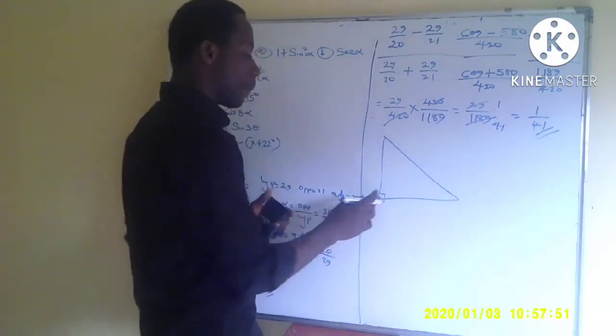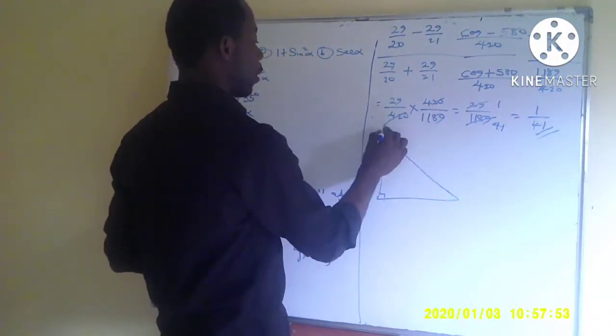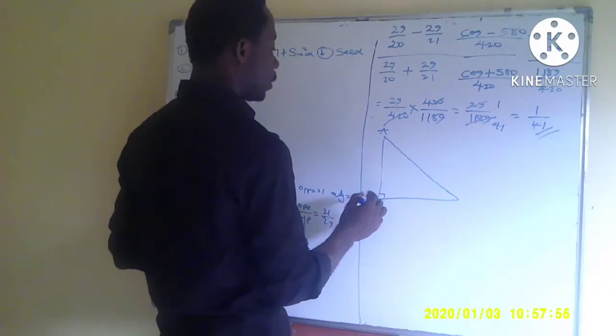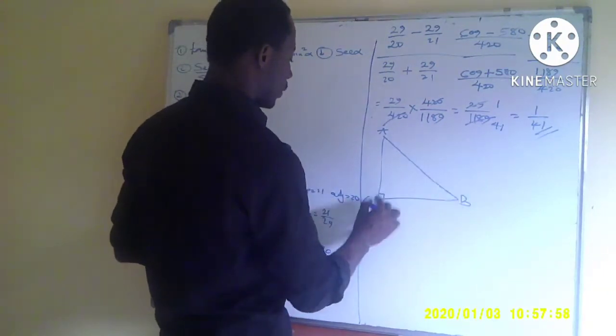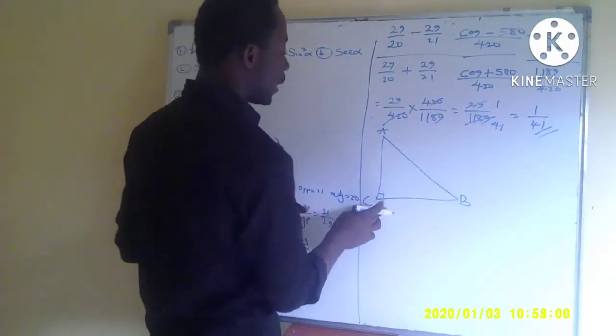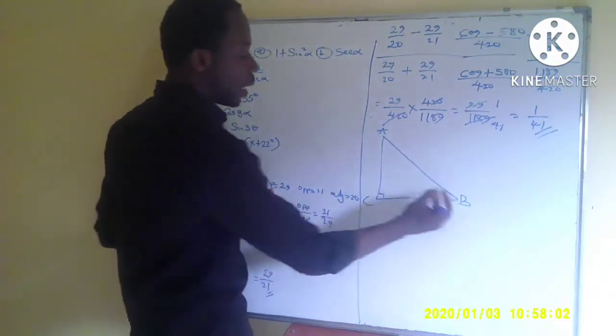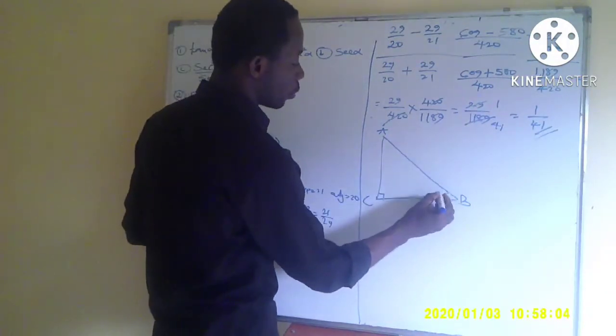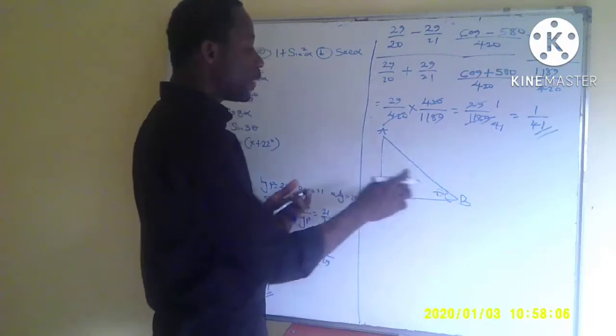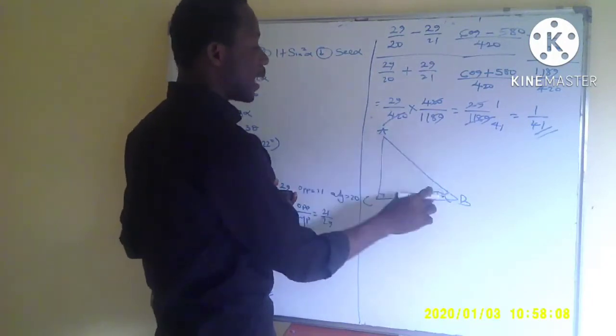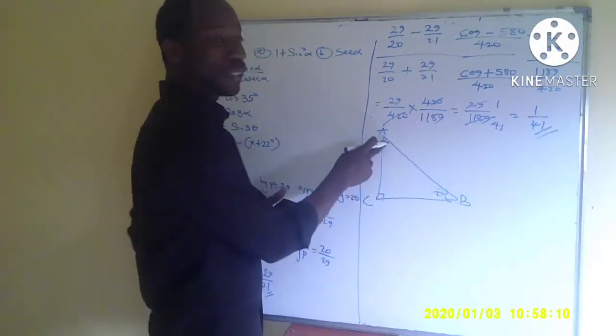Let's assume this is my 90 degrees. I call this my A, I call this my B, I call this my C. So this is my 90 degrees. I'm having an angle here; let me call this angle theta. If here's my theta, remember this is 90, that means here and here are sharing 90 degrees. So how do I get this angle here?